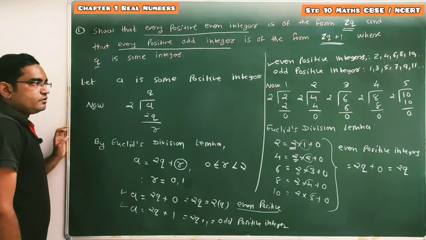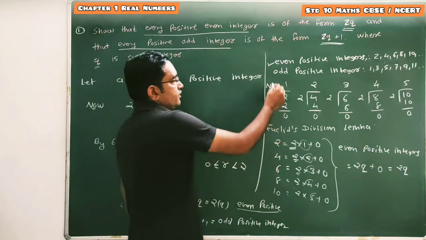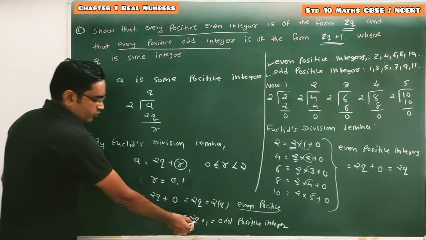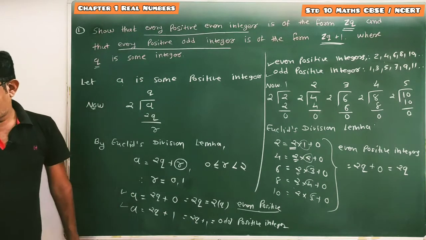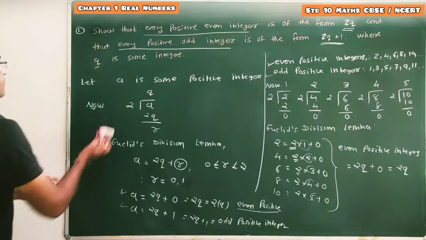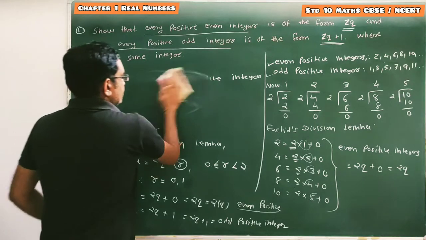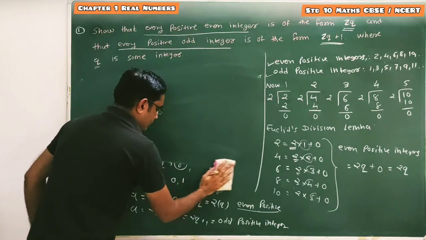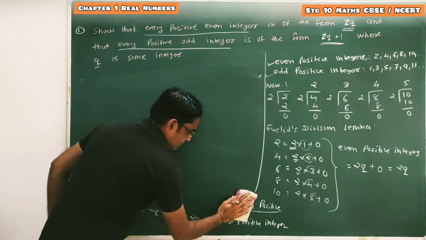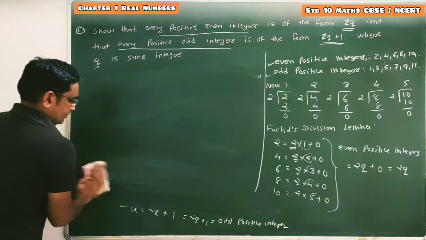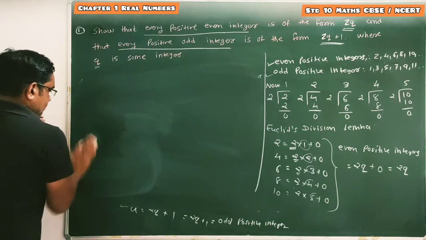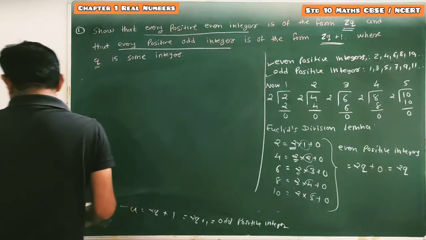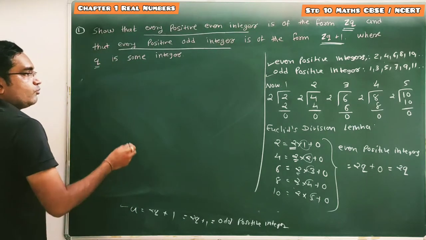Now we will try to prove that odd positive integers are always in the form of 2q plus 1. You can use either one of the methods to prove this question. Okay. Now, odd positive integers.